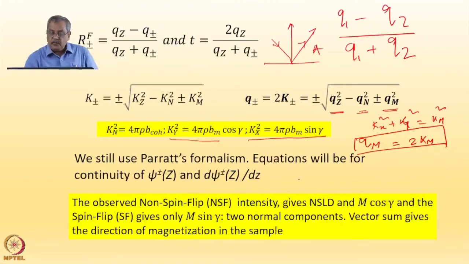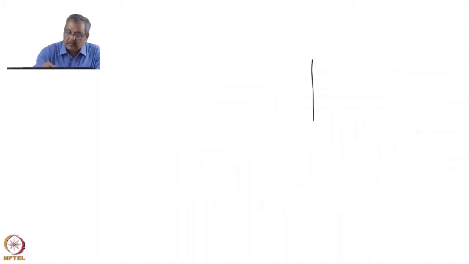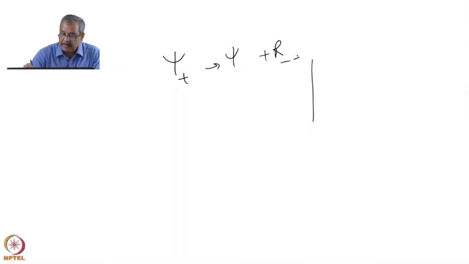As I told you, for psi plus and psi minus, we need their continuity and the continuity of their differentiation. And now there will be components of psi plus, so we have to add in this continuity of psi plus, we will have psi plus as well as r minus plus into psi in the medium.